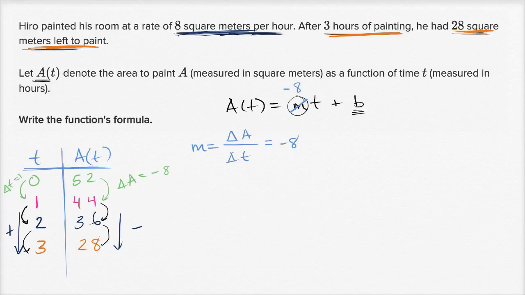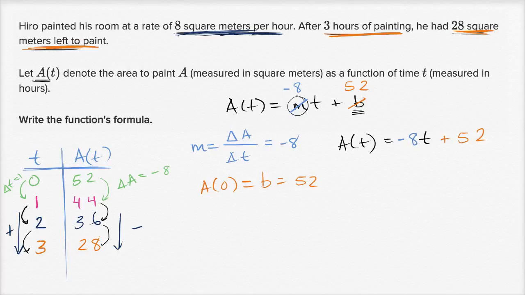And b is going to be equal to A of 0. Well, when t is equal to 0, this term right over here goes away, and you're just left with b. A of 0 is equal to b. And we know what A of 0 is. It is equal to 52. And we're done. We know that A of t, the area that he has left to paint as a function of time, is equal to negative 8 times time plus 52.